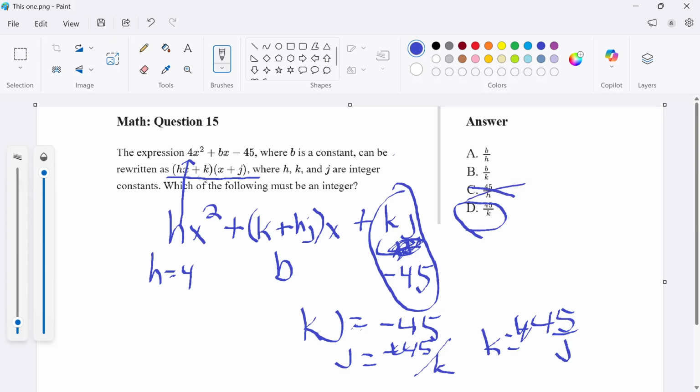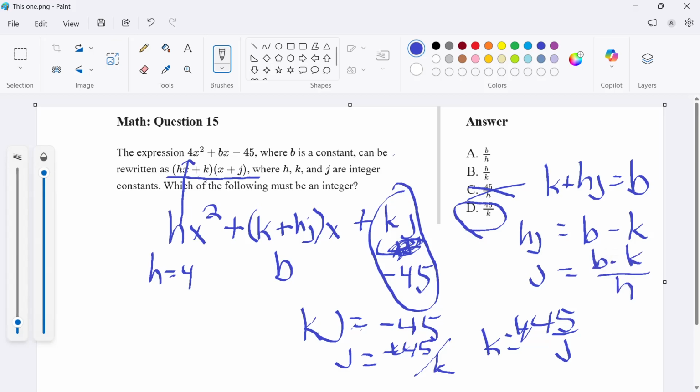Well, let me see. K plus hj equals b, and then b minus k equals hj, and j is an integer, so j equals b minus k over h. So if one of the answer choices was b minus k over h, that would be j, but not b over k. And then b over h, same way. It's got to be b minus k over h.